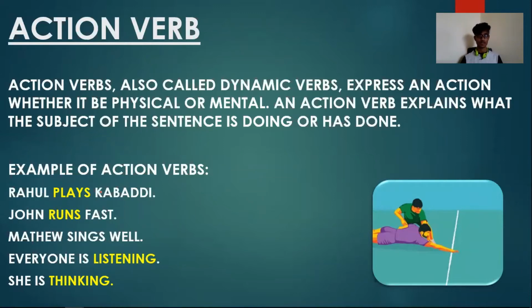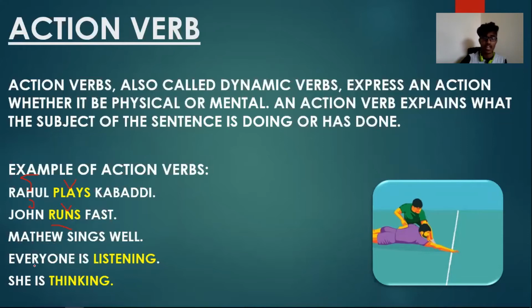Let's consider the following examples. Rahul plays kabaddi. Rahul is the subject, and plays, highlighted in yellow, is the action verb. Second example, John runs fast. John is the subject and runs, highlighted in yellow, is the action verb. The third example, I will come to it after finishing 4 and 5.